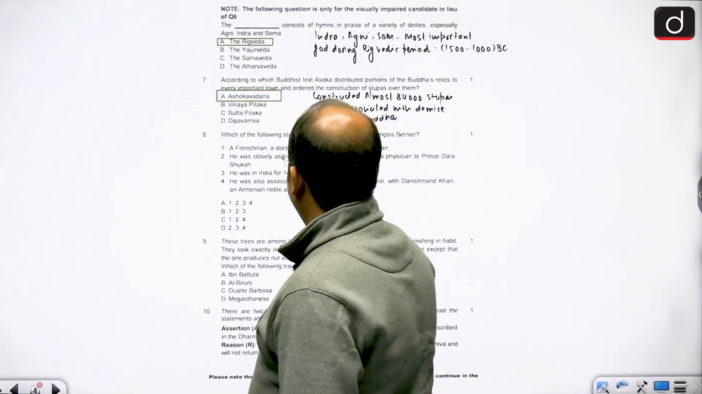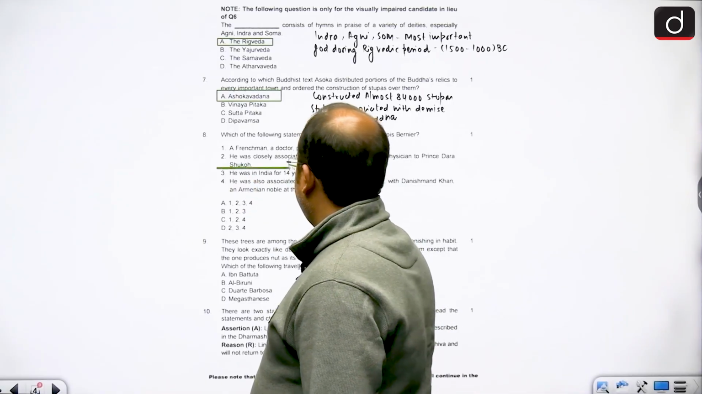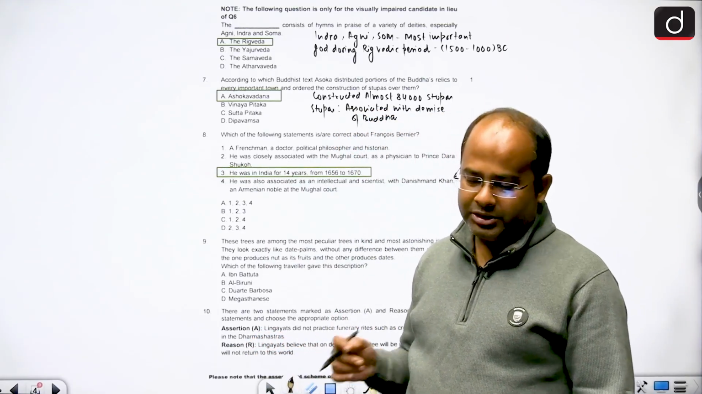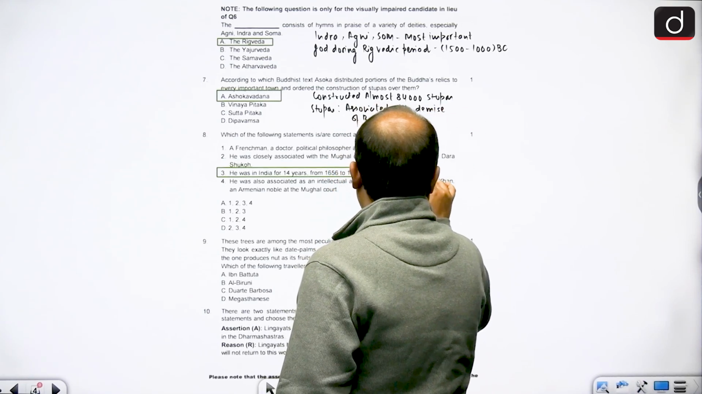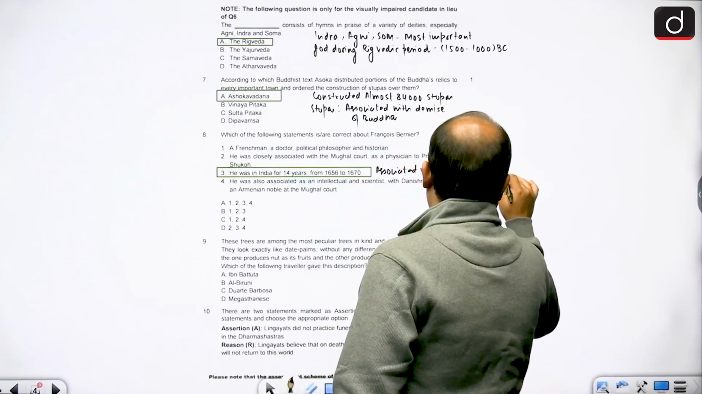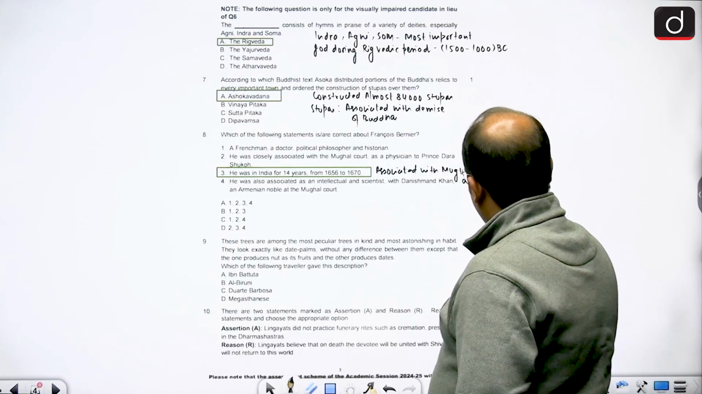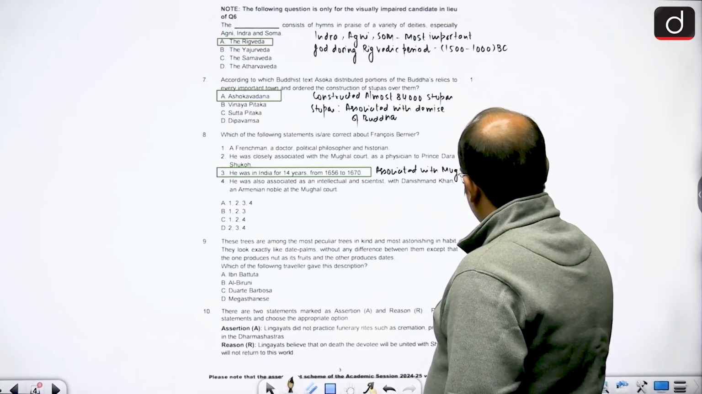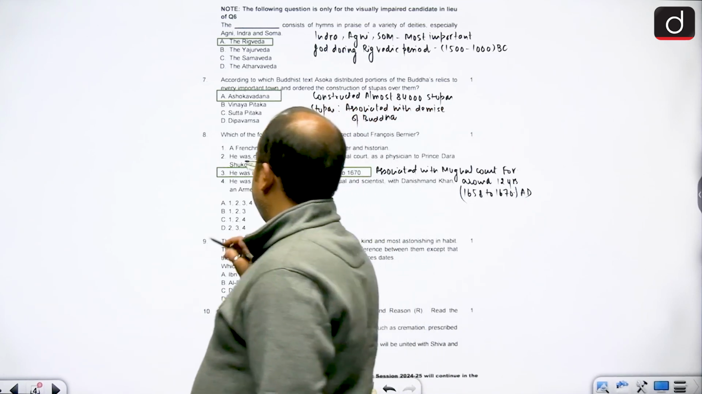But my dear friends, if you see statement number 3, he was not associated with the Mughal court for 14 years. He was associated with the Mughal court for around 12 years, from 1658 to 1670. So the third statement is wrong.